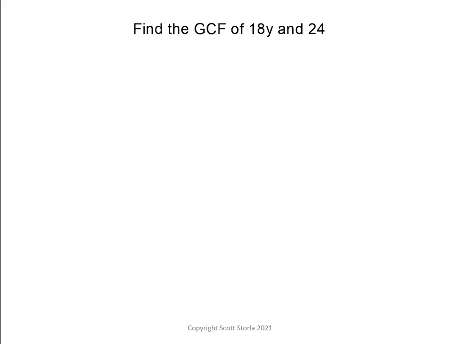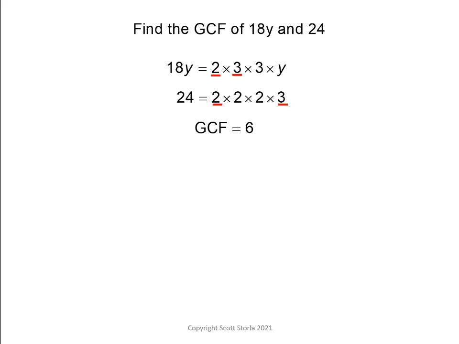Try this one. The prime factorization for 18y would be 2 times 3 times 3 times y, and for 24 it would be 2 times 2 times 2 times 3. To find the factors they both share, we'd notice they both share a 2 and a 3. And that makes the greatest common factor a 6.